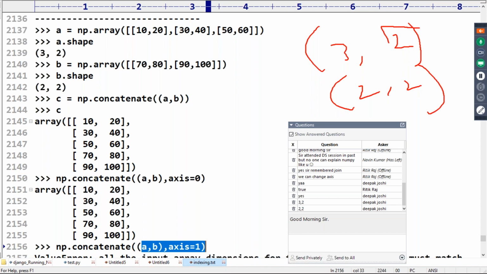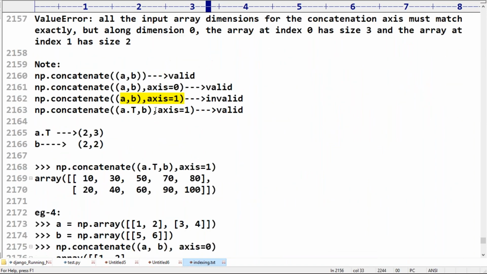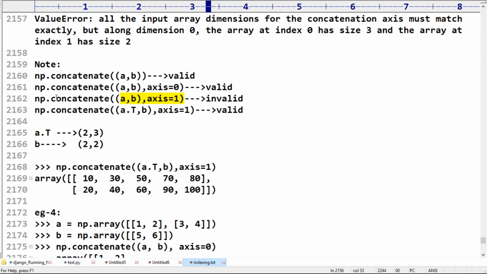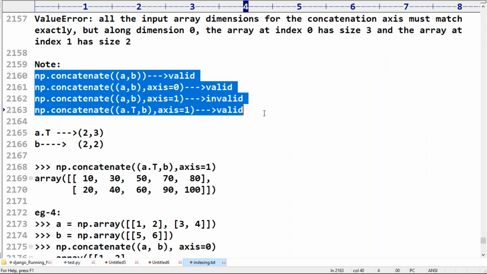Sir, if you want to concatenate based on axis 1, meaning column, then compulsorily the other dimensions must be the same. But here the other dimensions are different, so immediately we are getting the error. Remember this very carefully. Are you in a position to understand? Is any explanation required? I discussed this one also.